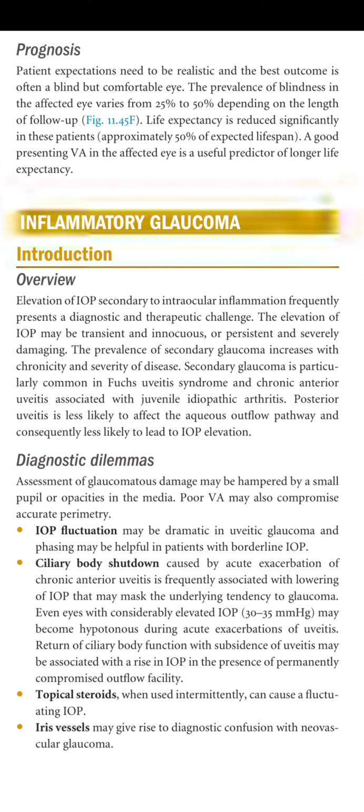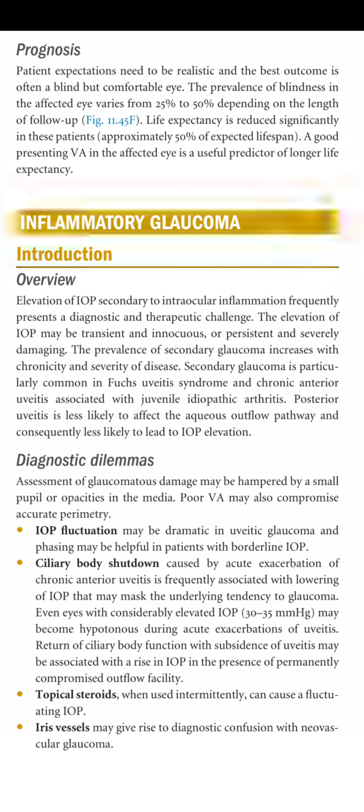Introduction overview. The elevation of the eye's IOP secondary to intraocular inflammation frequently presents a diagnostic and therapeutic challenge. The elevation of IOP may be transient or innocuous, or persistent and severely damaging. So it can be just for a short period of time and not very damaging, or it can be very persistent and severely damaging. The prevalence of secondary glaucoma increases with chronicity and the severity of the disease.